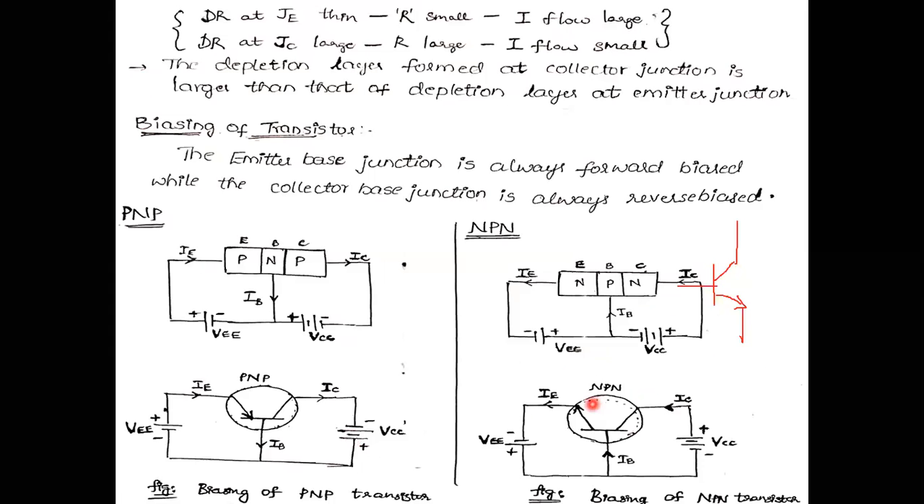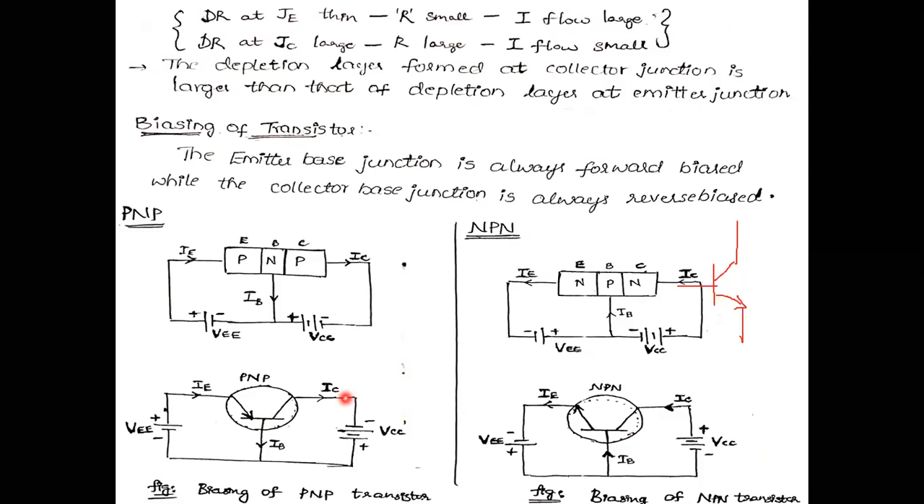Here in this PNP type of transistor, majority carriers are holes and minority carriers are electrons, whereas in NPN type of transistor, majority carriers are electrons and minority carriers are holes. The main flow of current in NPN type of transistor is mainly because of electrons, whereas in PNP type of transistor, the flow of current is mainly because of holes. That is the thing here.